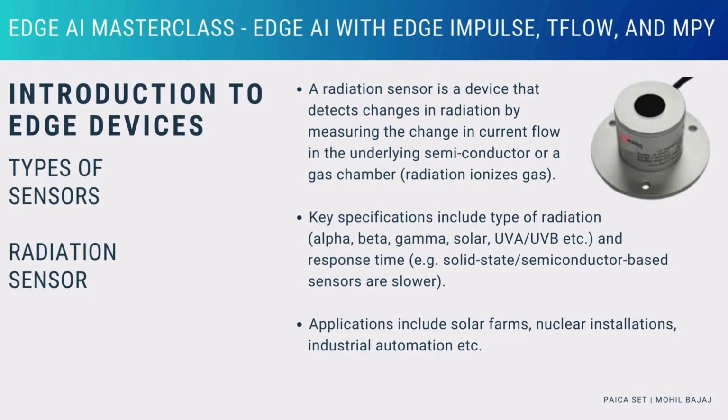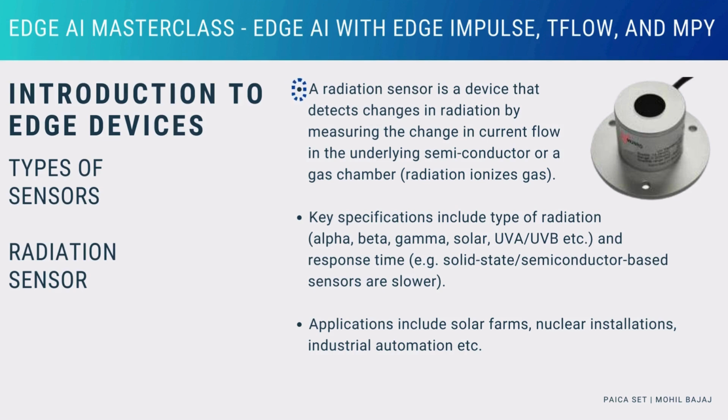Hello, everyone. Welcome to another video in the Edge AI Masterclass. In this video, we will be looking at radiation sensors, which, as the name suggests, help in detecting radiation in the environment. So let's explore how these sensors work, and then look at some of their applications.